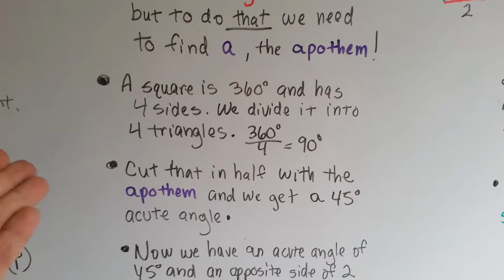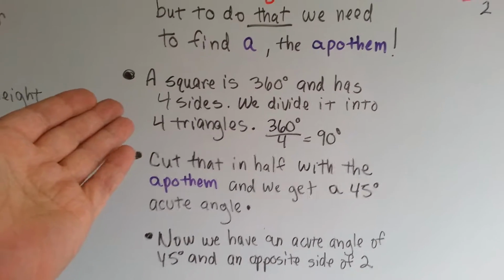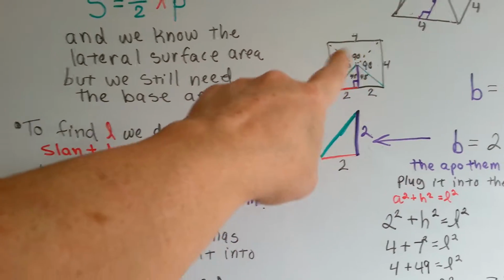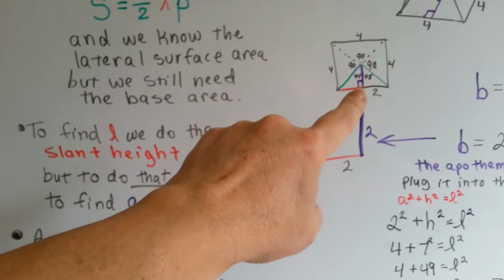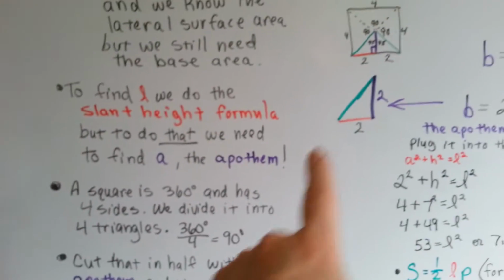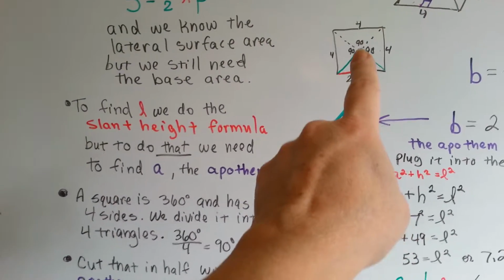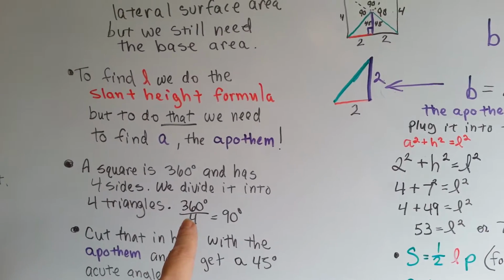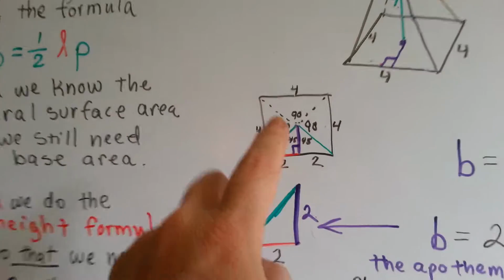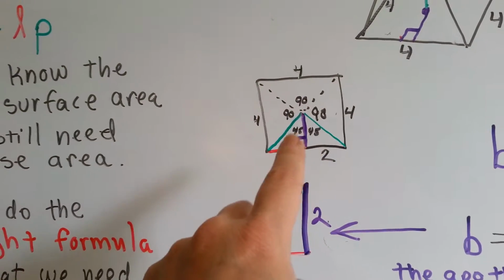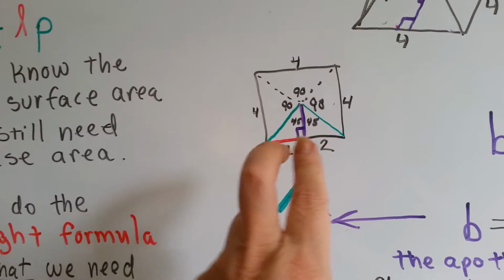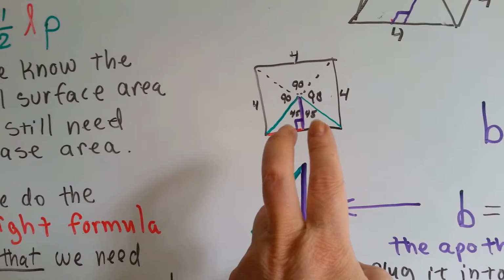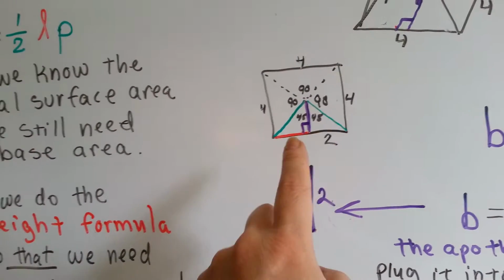Well, a square is 360 degrees and it has 4 sides. So we divide it into 4 triangles, like this, okay? 1 triangle, 2 triangle, 3 triangle, 4 triangle. Now, we take this triangle right here and we split it in half with an apothem, okay? 360 degrees divided by 4 is 90. So if each one of these triangles is 90 degrees and we split this one in half, we now have 5 triangles. We've got 3 that are 90 degrees and 2 that are 45 degrees. See that?